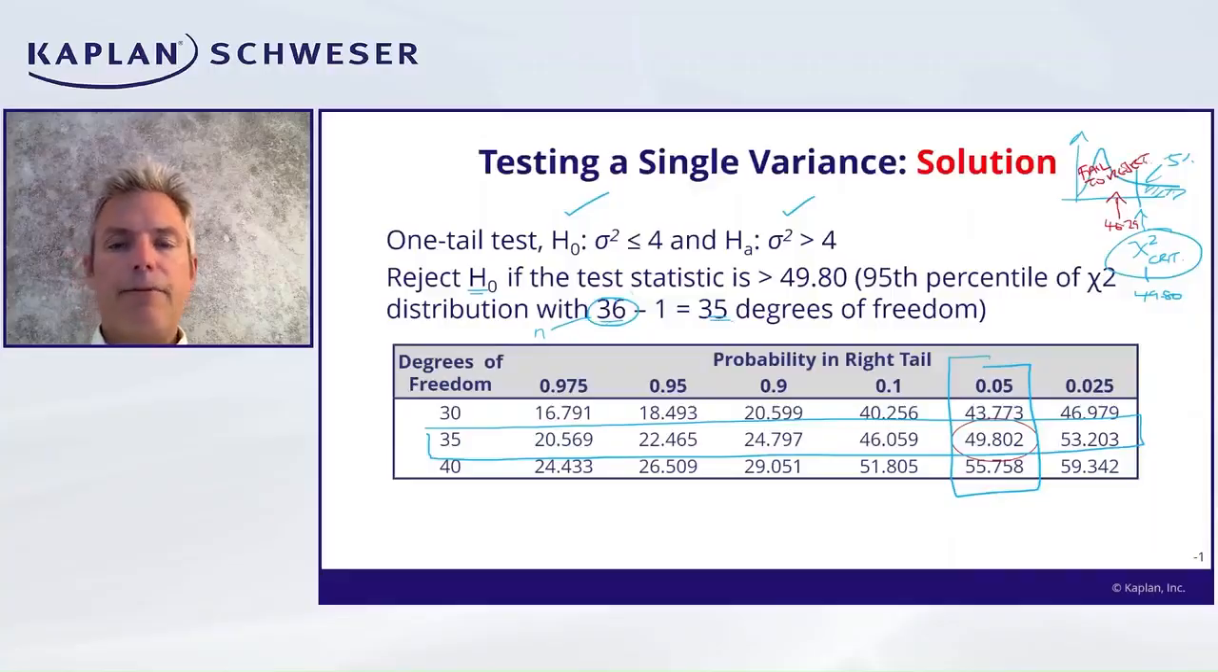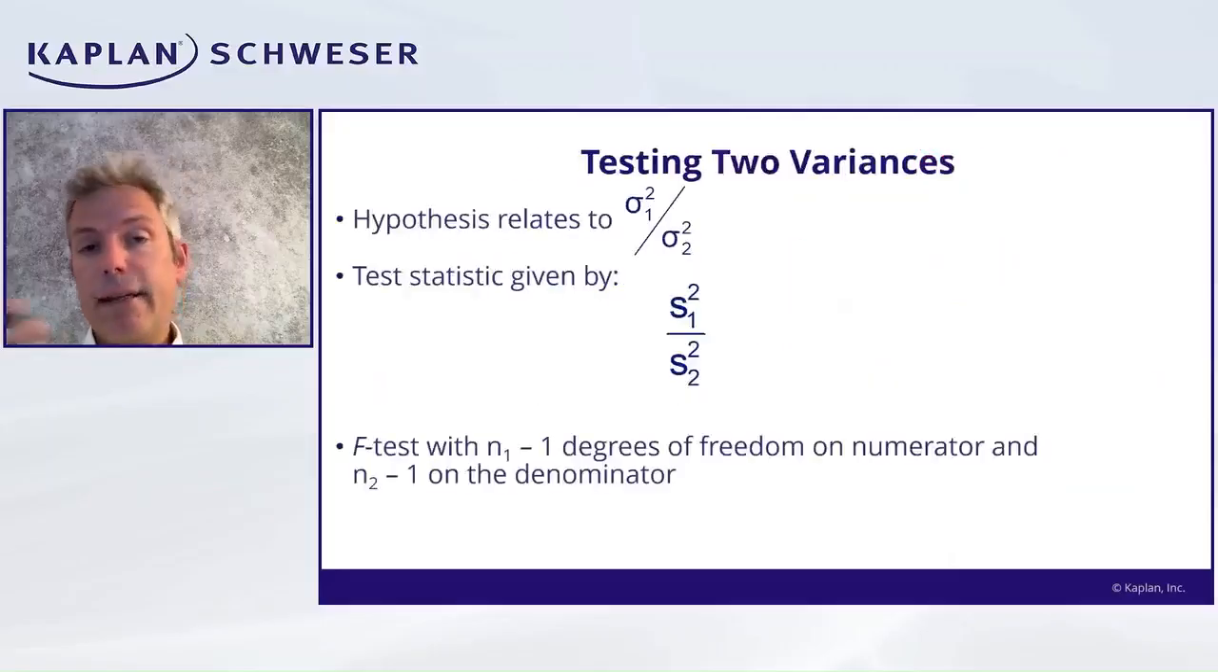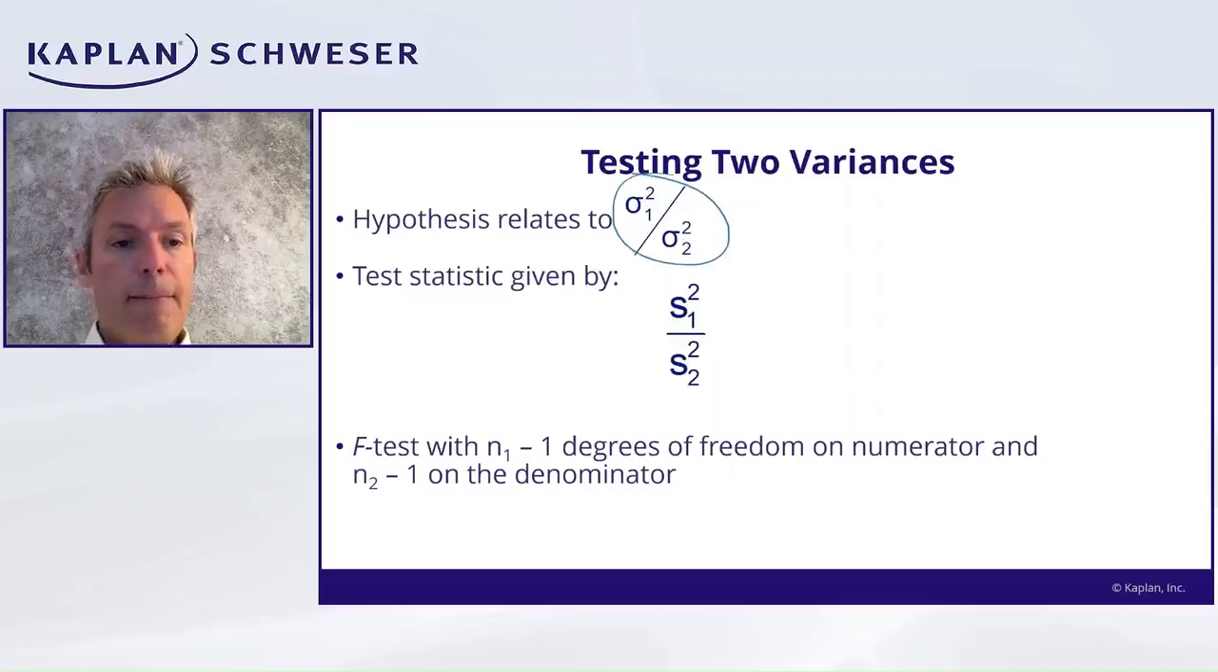Great. Now, final test is actually a really straightforward one, and that is testing the difference between variances, or testing two variances together. So here our hypotheses will relate to the ratio of sigma 1 squared and sigma 2 squared, the ratio of two variances, true blue. Now the test statistic here couldn't be more straightforward. You'd guess it almost. We're just looking at the ratio of the sample variances. That gives us our test statistic.